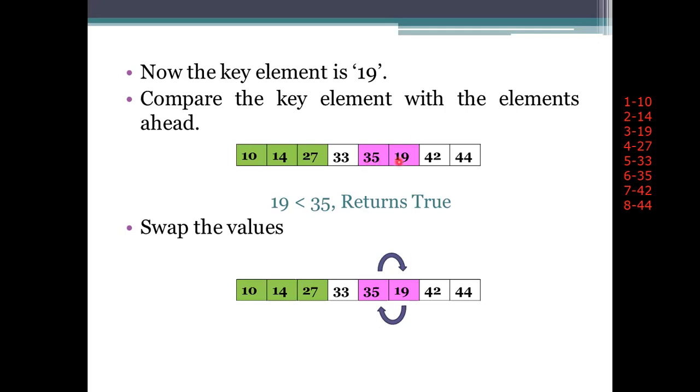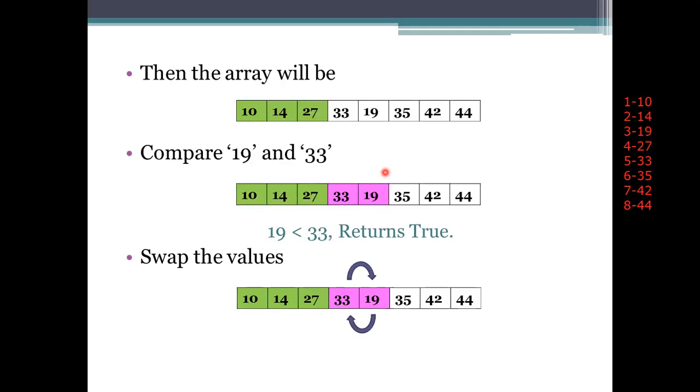Now we are comparing this 19 with the 35. What happens here? It has to be replaced, that is, switch places with each other. Okay. So we need to switch the places here. Then the array will be like this. Up to this is the sorted one, and we are trying to sort this 19th element here. Now the element value is 19.